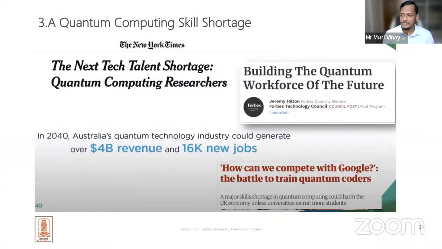People have realized it's going to be very important to have a quantum skill set. The New York Times, Forbes and a lot of other newspapers and research organizations are very well aware that you need to build quantum skills starting now. There's going to be a huge talent shortage. For example, the Australian quantum technology industry could generate 4 billion in revenue, with 16K new jobs every month. That's almost like how the computer industry worked in the 1960s or 70s. It's going to be the next revolution, in which you definitely need a good adoption of skills.